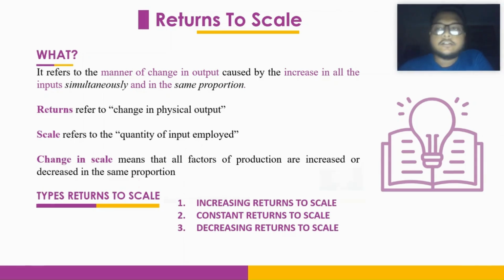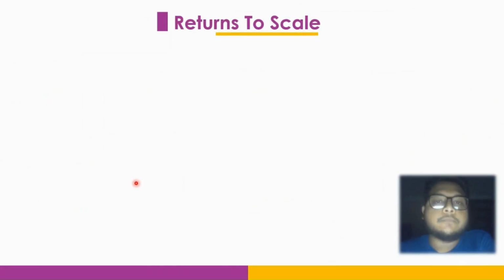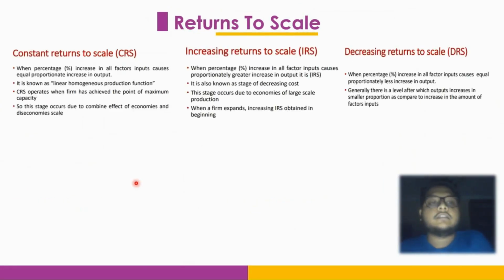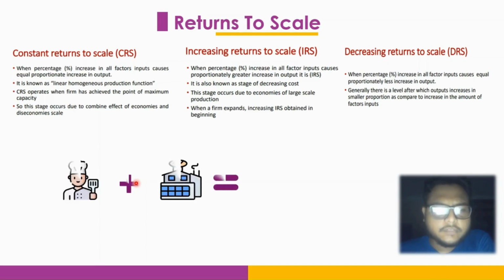Moving on, if you want bookish knowledge about all these 3 types of return to scale, you can pause the video and have a look at this, but I will take you through an example and make you understand in a better way. For example, consider a restaurant. In a restaurant there is one chef and one kitchen or something. This restaurant produces 4 burgers, 4 units of output.